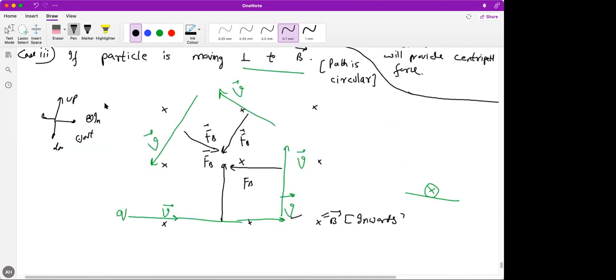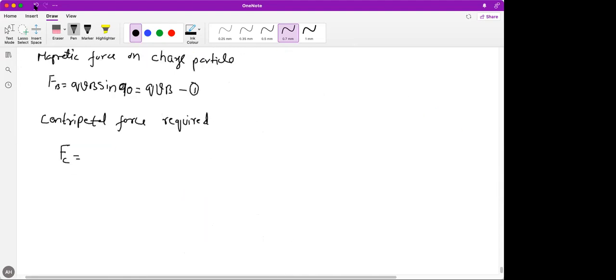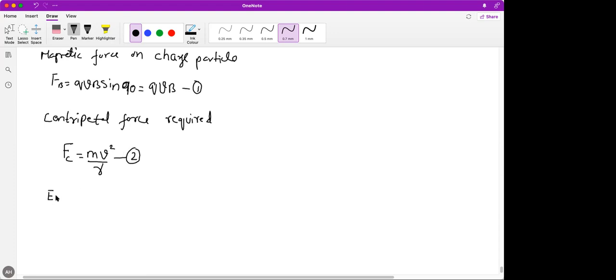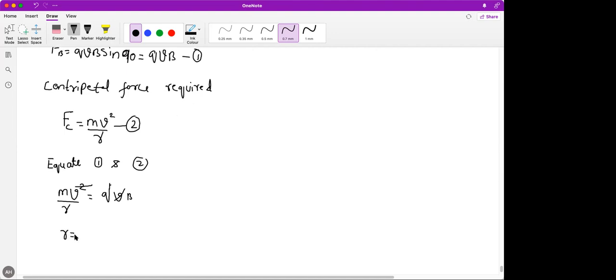I'm using M V square by R. That is equation number 2. Now you can equate 1 and 2. You can easily equate 1 and 2. So when you equate 1 and 2, then M V square by R is equal to QVB. One V will cancel, and from here you can write that R is MV by QB.